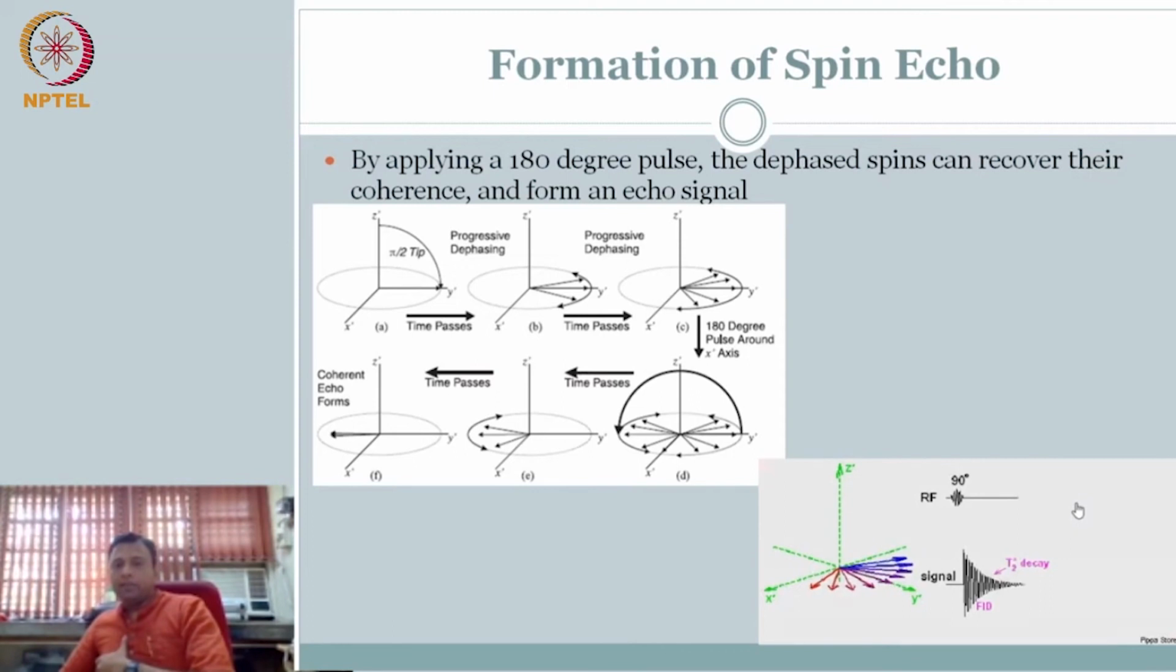So the 180-degree excitation pulse makes it come together, and then on the other side, as it goes down, it starts to dephase again. So again, this will start to decay. This is the signal, and what you are going to get is an echo of the signal. So when you apply the 180-degree pulse, you get an echo of the signal.